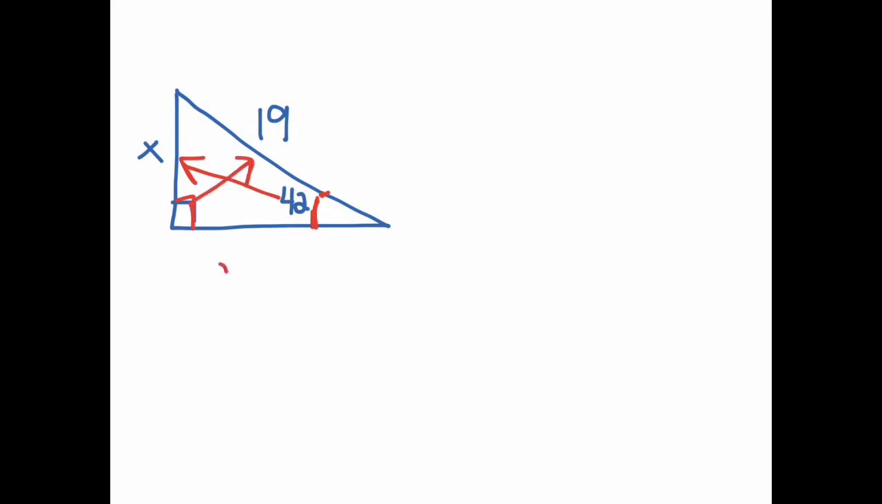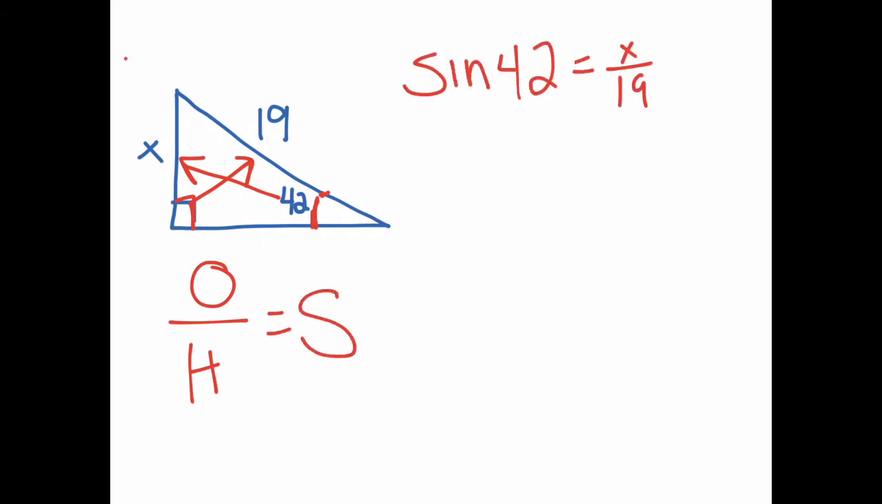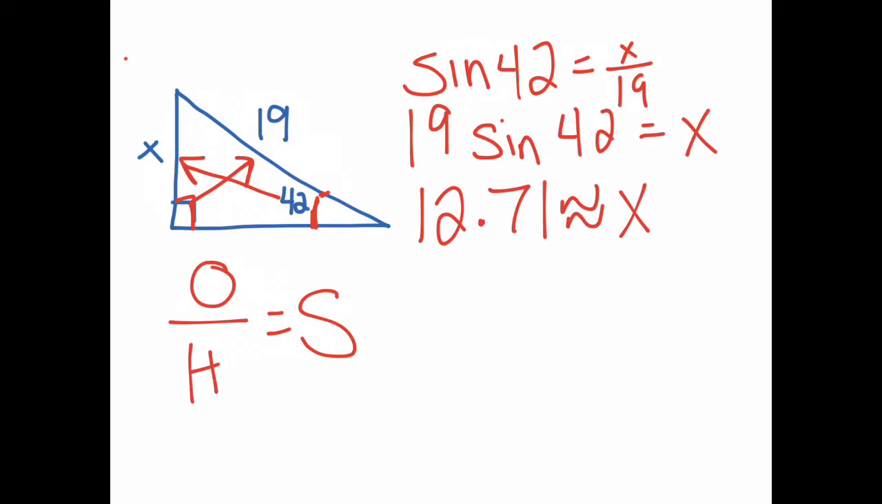So from angle 42, the x side is actually all the way opposite, and the 19 is our hypotenuse. So opposite over hypotenuse, which is always the sine. So the sine of angle 42 will equal x over 19, and then we'll solve this using algebra. And what we get is 12.71 is approximately x, so to the nearest tenth, the answer would be 12.7.